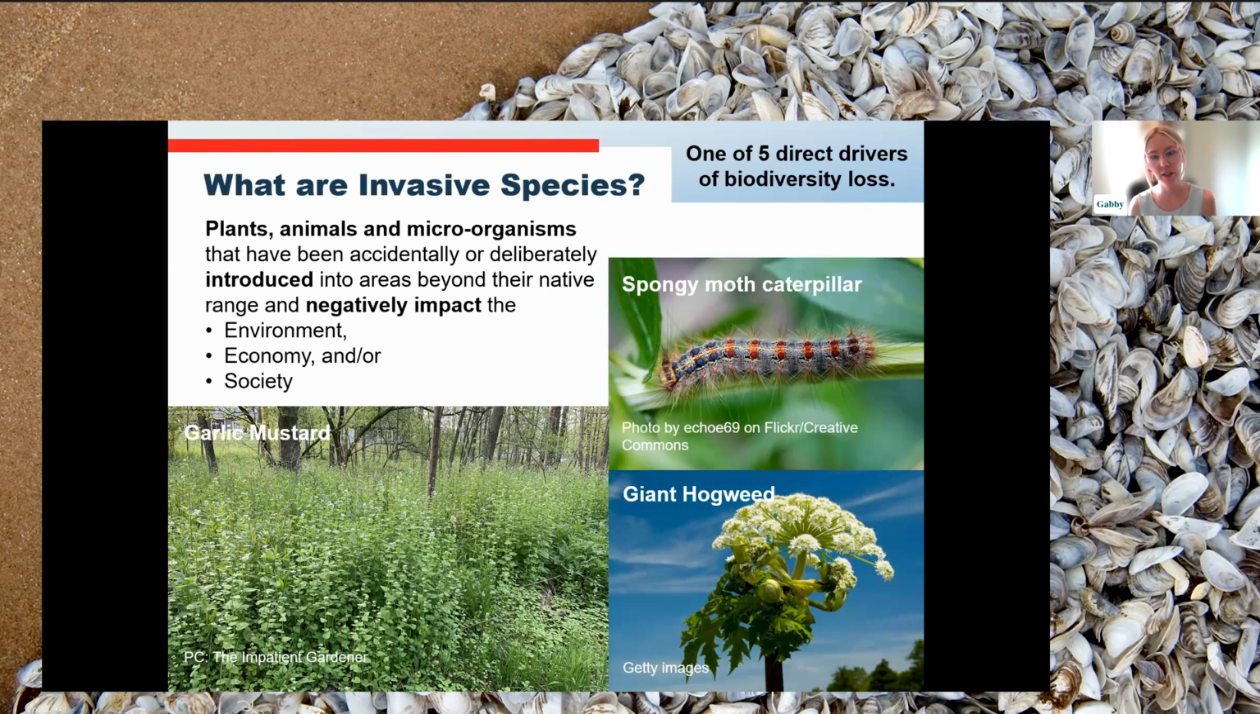Giant hogweed is one that's often in the news. This is a plant that was originally introduced through the horticulture trade, and its sap, if it gets on your skin and then is exposed to sunlight, can actually create a sort of burn on your skin. So it's pretty famous in the news for that, and definitely a great example of how invasive species can impact human health. So just a few examples there.